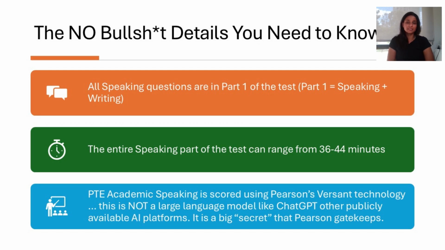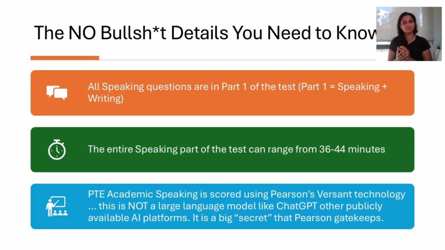Okay? The next thing you need to know is that PT Academic Speaking is scored using Pearson's Versant technology. Now, Versant is used by Pearson for other things, like for employers to assess potential employees. And the thing you need to know is that it is not a large language model like ChatGPT or DeepSeek or any other publicly available AI platforms. Versant is proprietary, meaning Pearson is the only one that has access to it.